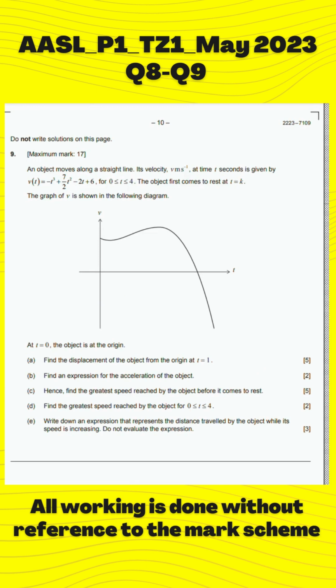Question 9. At t equals 0, the object is at the origin. Okay. Find the displacement when t equals 1.